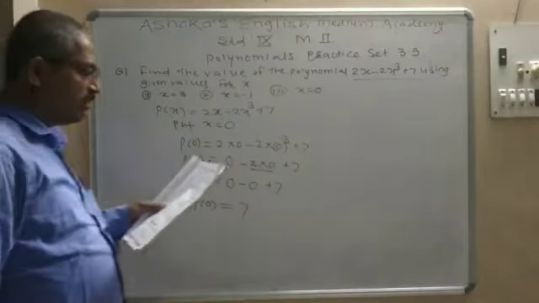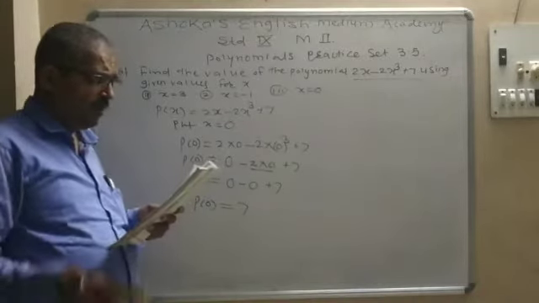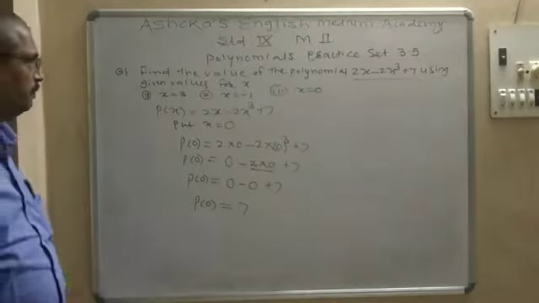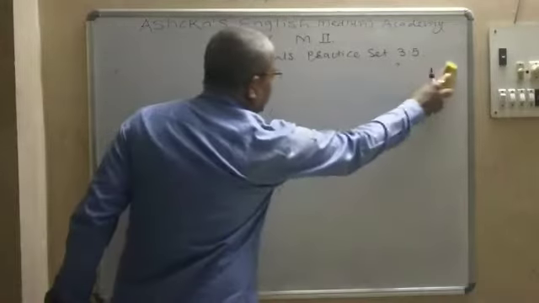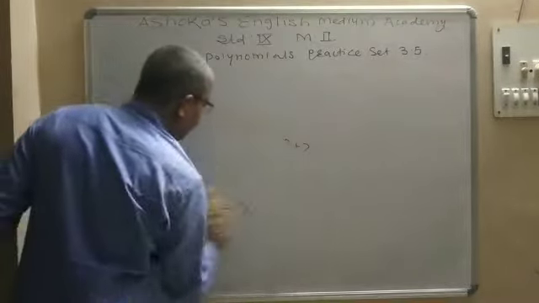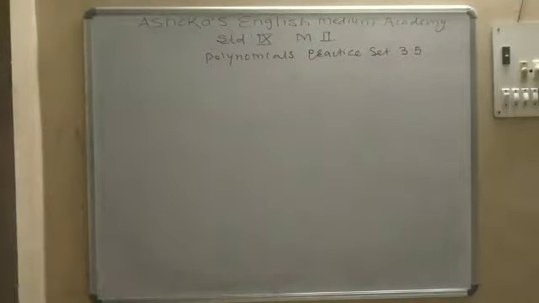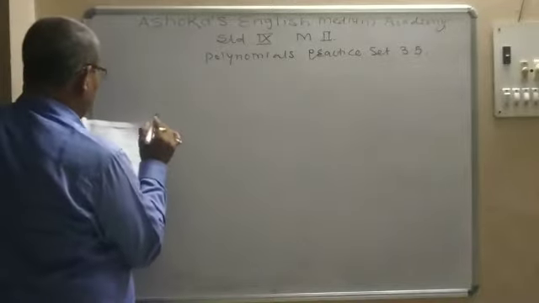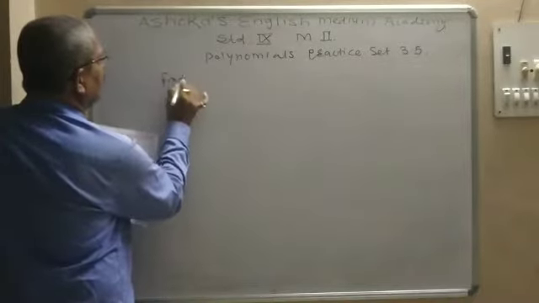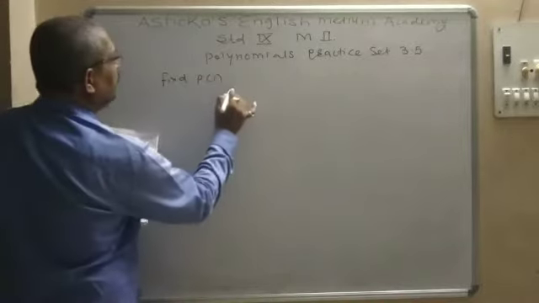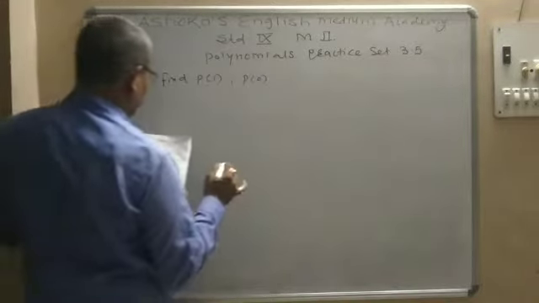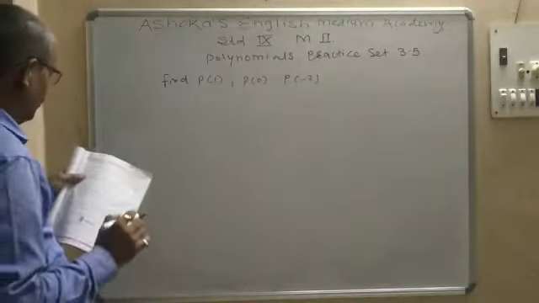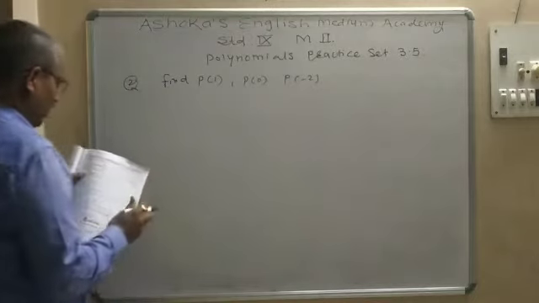What is in question number 2? For each of the following polynomials, find p(1), p(0) and p(minus 2). Okay, the next question is a different one. I am going to solve question number 2. For each of the following polynomials, find p(1), p(0) and p(minus 2). Different polynomials are given to us in question number 2.